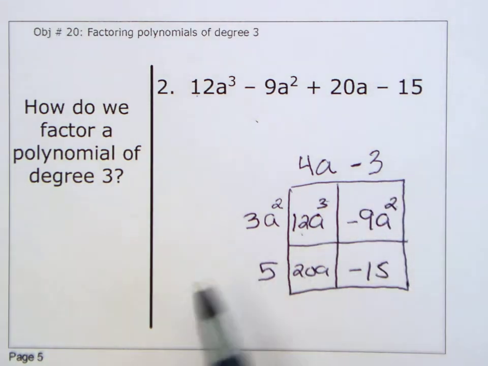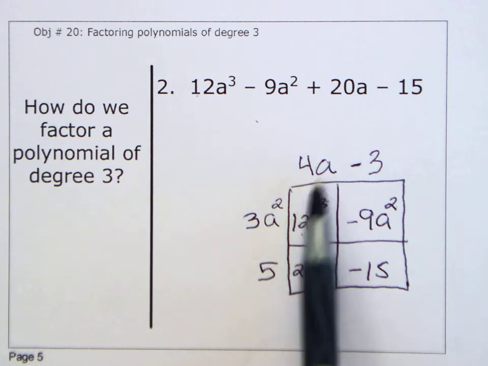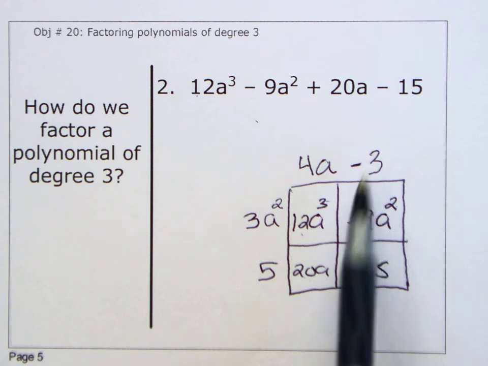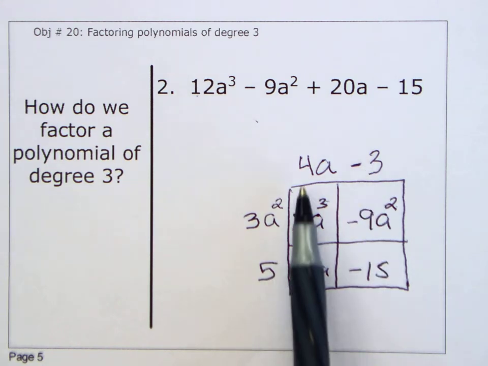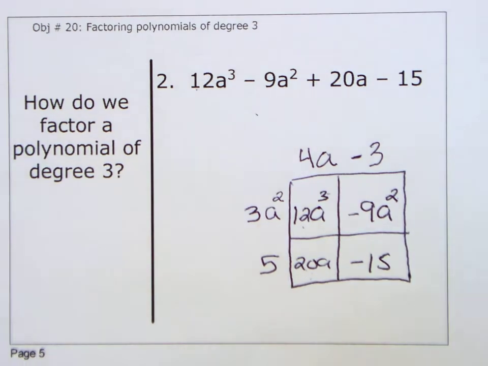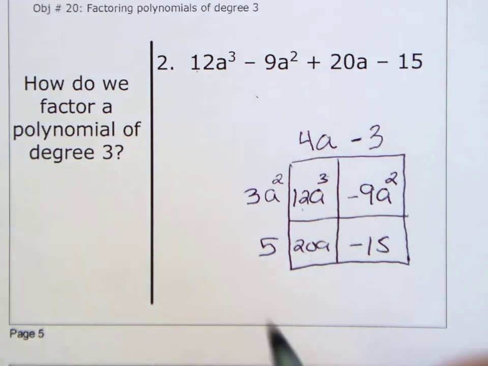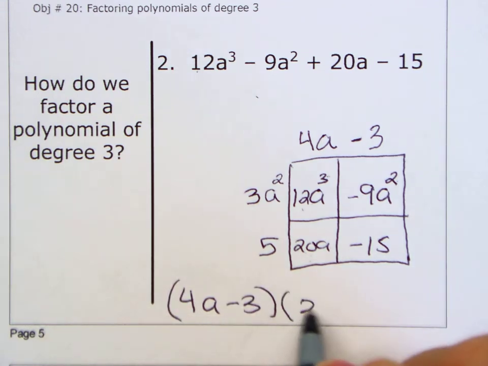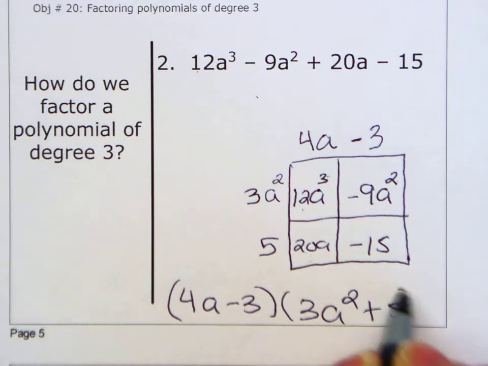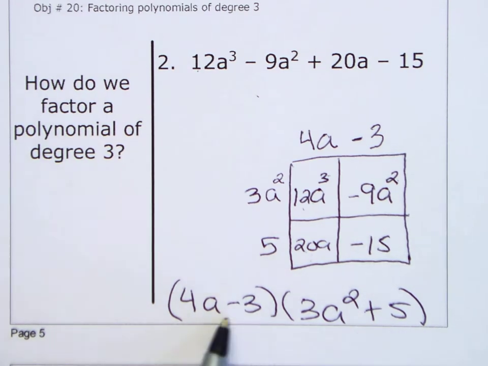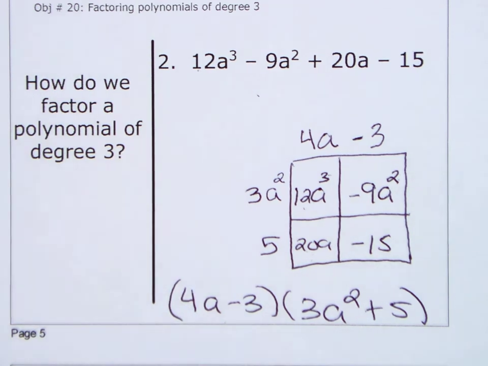Now, again, we can check. Is 3a squared times 4a 12a to the third? Yeah. 3 times 4 is 12. 3 times 3 is 9. 5 times 4 is 20. 5 times 3 is 15. So we did it right. So now we put everything in parentheses. 4a minus 3, 3a squared plus 5. Can we do a dots now? No. Neither one of these is dots. The only perfect square I have is 4. This does not work. All right, so we're done.